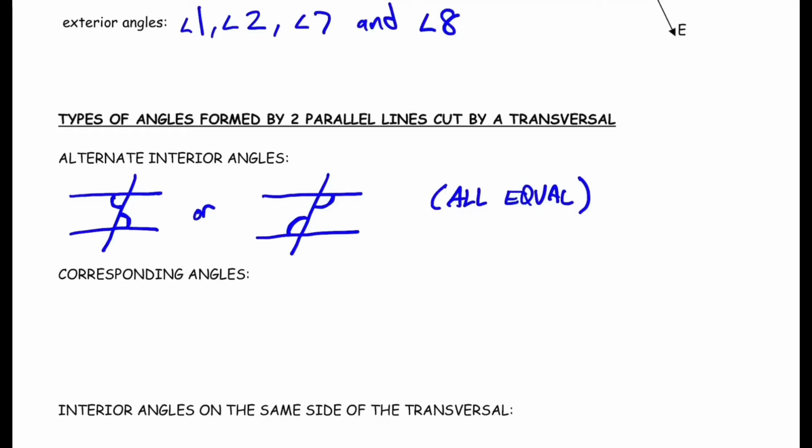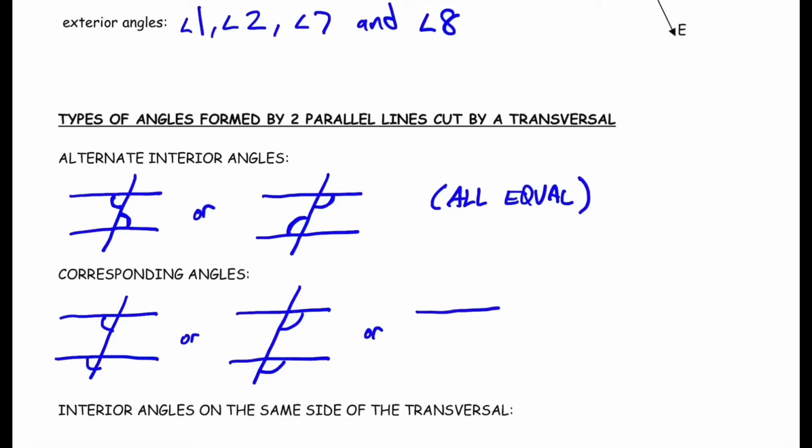Okay, next we have what's called corresponding angles. And there's actually four of these, so I might want to draw these a little smaller. So one pair of corresponding angles would be here and here. You might pick up on this pattern as we go through. Another pair of corresponding angles would be here and here. We got two more pairs.